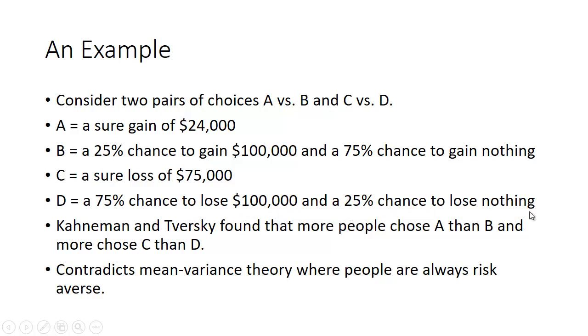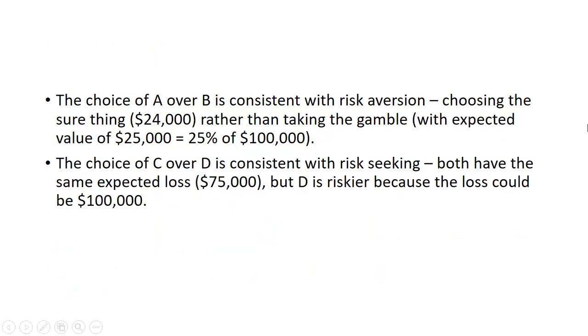And what Kahneman and Tversky found is that more people chose A than B, and more people chose C than D. Now, that contradicts mean variance theory, where people are always risk averse. The choice of A over B is consistent with risk aversion, right? They chose the sure thing, $24,000, rather than taking the gamble with an expected value, which was actually a little bit higher, $25,000.